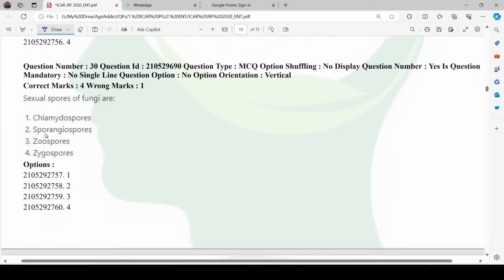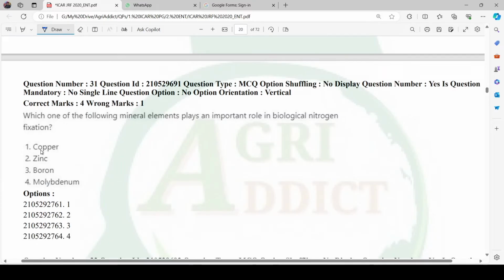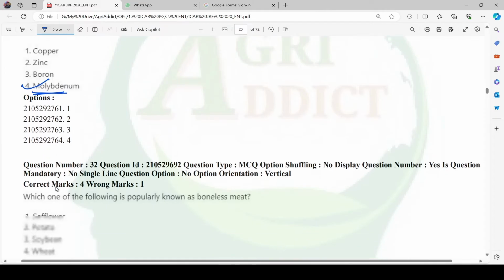Next question is, which one of the following are sexual spores of fungi? Here zygospore is the sexual spore, others are asexual. Which one of the following mineral elements plays an important role in biological nitrogen fixation? So molybdenum. You all know that biological nitrogen fixation, that is by rhizobium, there molybdenum plays a very important role.